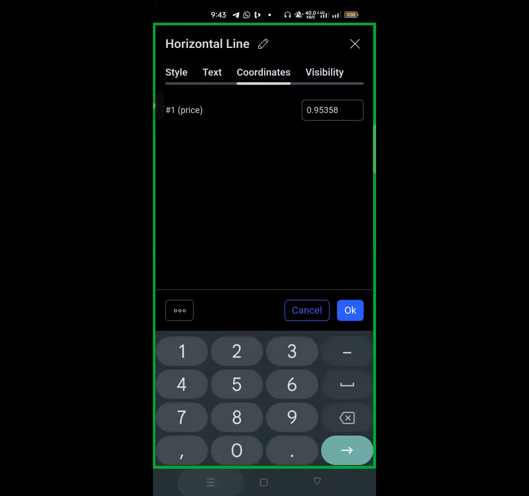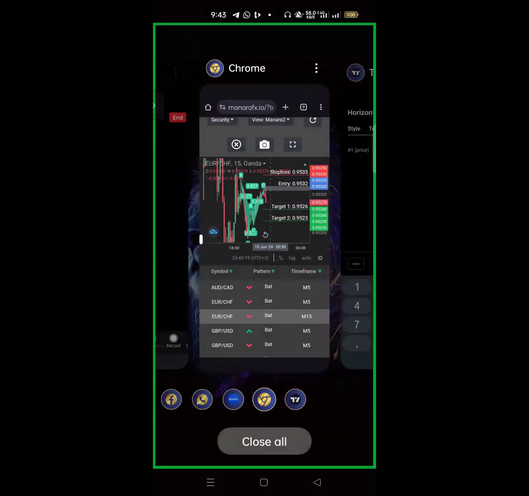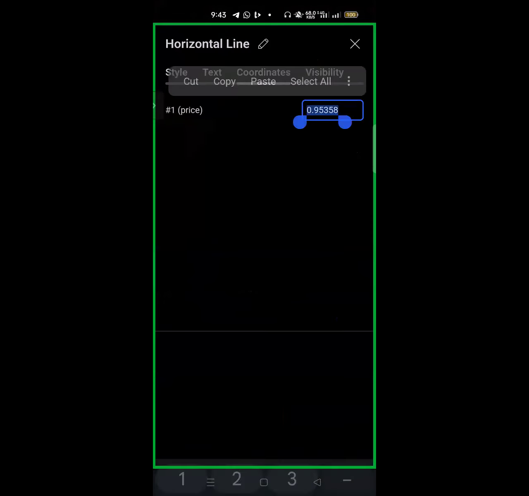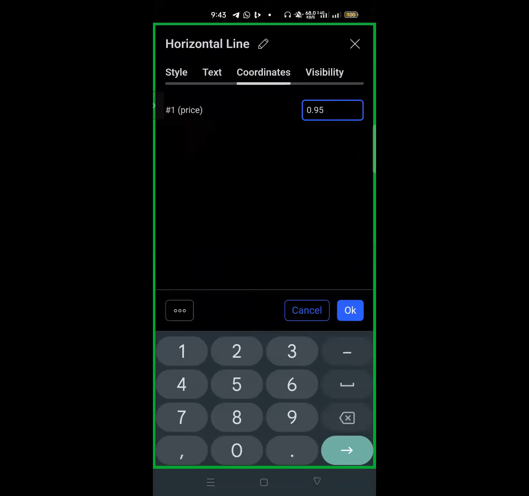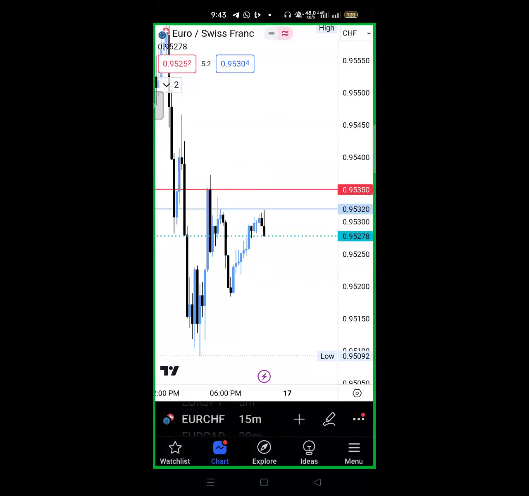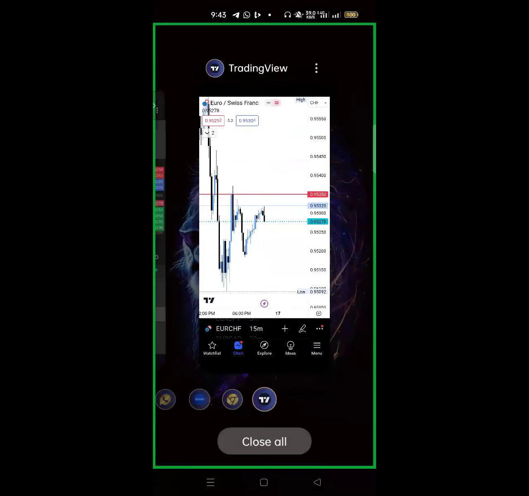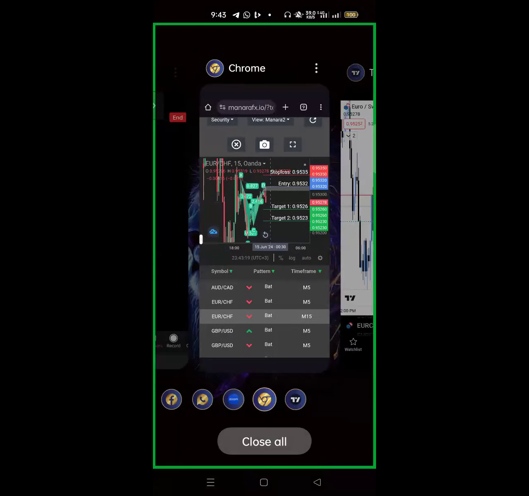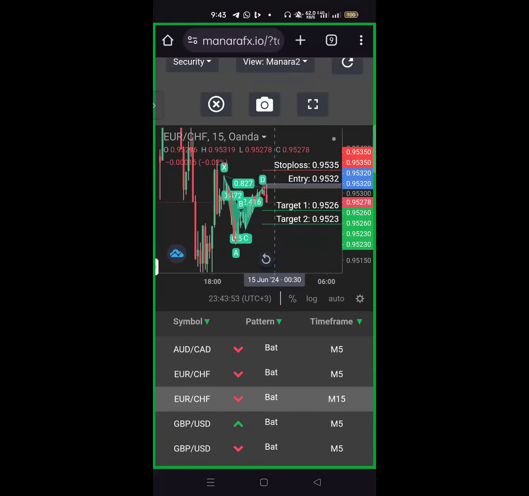95.35. Oh, I'm spot on, I think. 95.35. Okay, that's the stop loss. And the target is, so I go for TP2. For me, I always go for TP2.